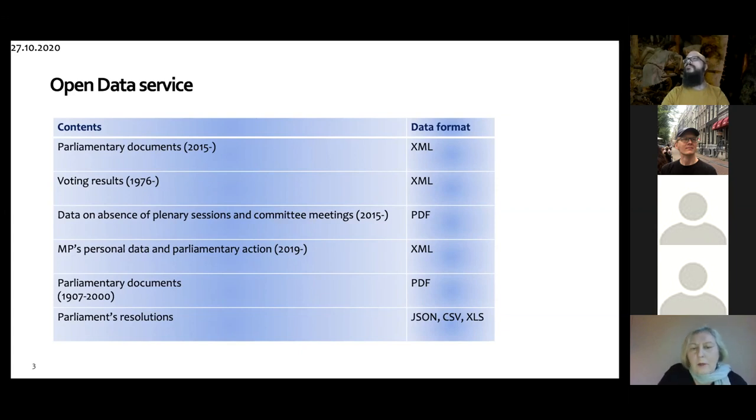Basically, we are happy about providing major part of our public contents as open data, but there are still needs to develop more user-friendly approach to load data.